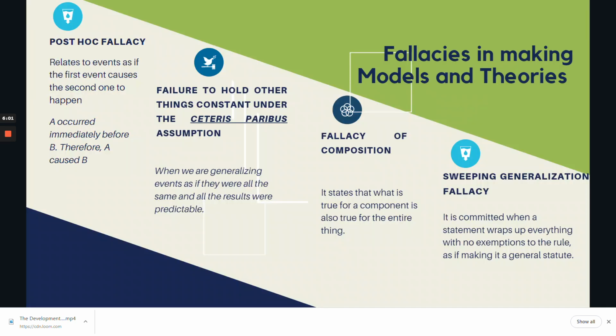One, we have the post hoc fallacy. It relates events as if the first event causes the second one to happen. It is commonly constructed in this form: A occurred immediately before B. Therefore, A caused B. So A happened immediately before B happened, so they conclude that A is the cause of B.